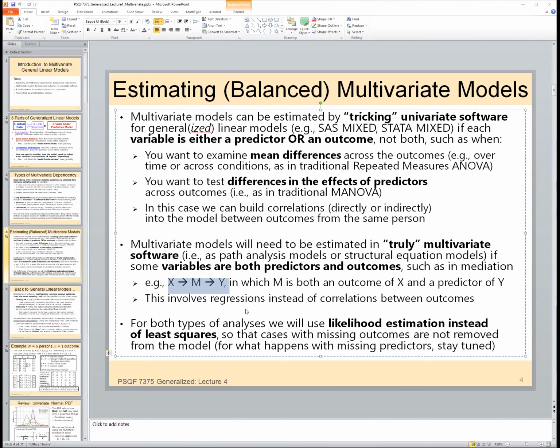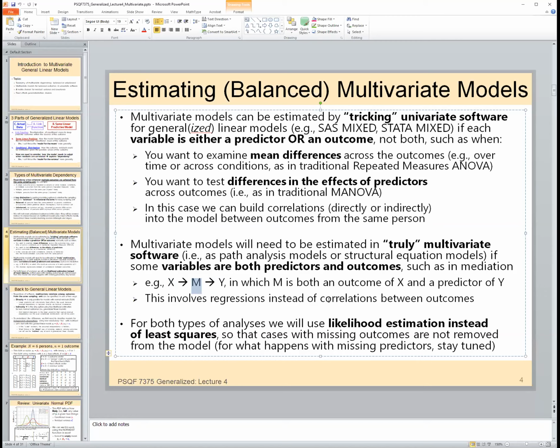So in the classic example of mediation, the logic here is that you have a predictor X, such as some sort of manipulated variable that then causes differences in a mediating variable, and changes in that mediating variable then cause differences in an outcome, something like that. So M here is tricky because M is an outcome with respect to X, but M is also a predictor with respect to Y. And when you have that situation, you cannot trick univariate software like GLM or Mixed or any of that into doing these models and get all the effects that you want. Any tricks are going to have to leave some of them out, which is no good.